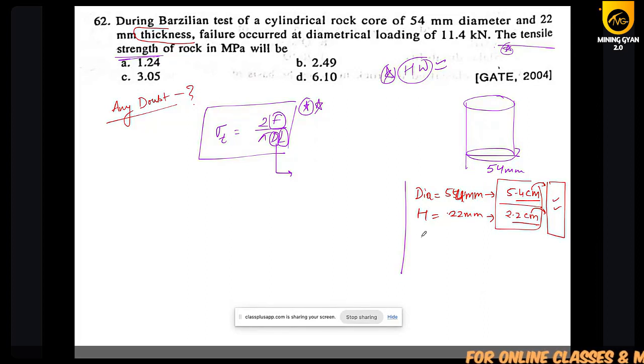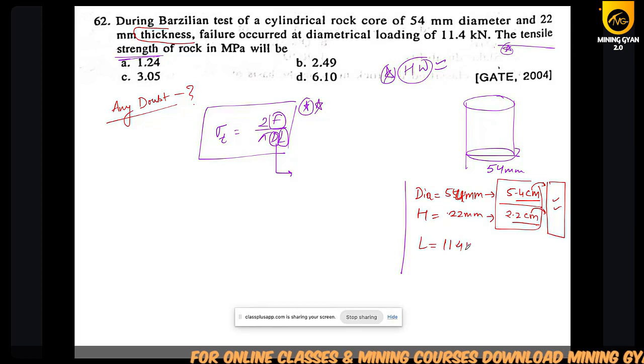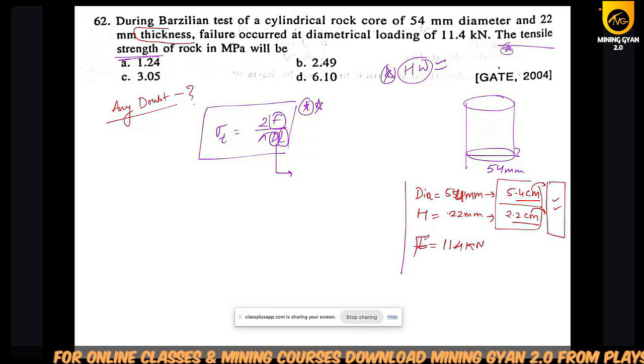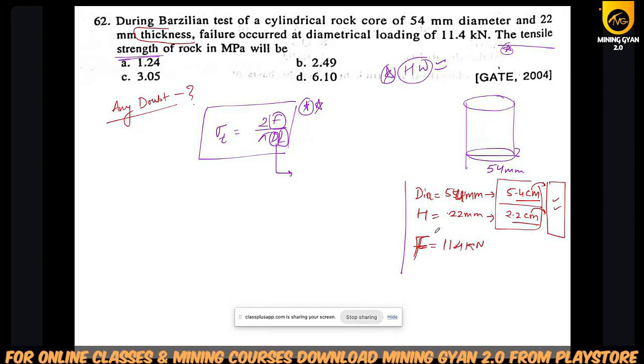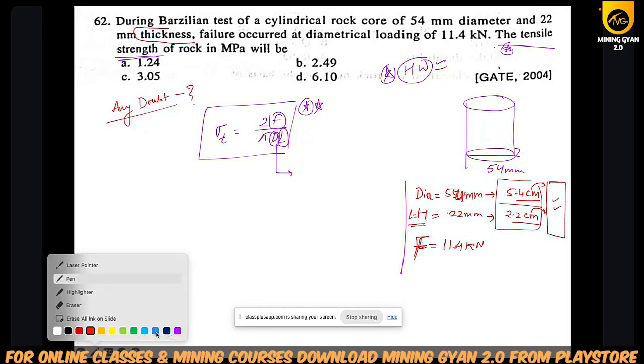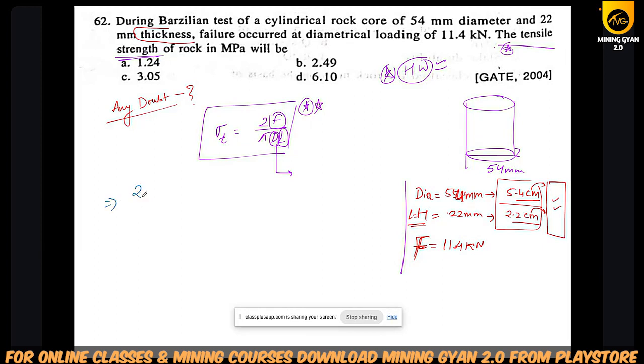And the failure load he has given us is 11.4 kilonewton. Okay. So that will be our force, and this will be L, you can take L, length. Okay. So now this is the formula. Just you need to apply the formula.